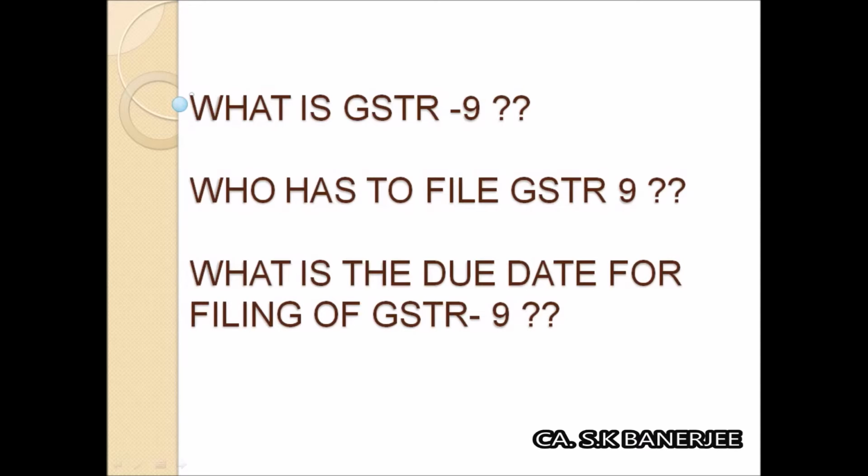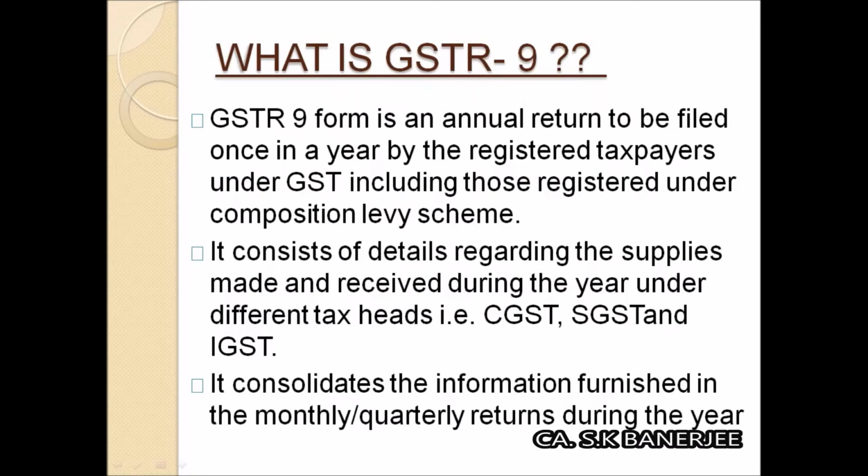So let's get started. First of all, if we look at what the Gstr-9 form is, it is an annual return which is to be filed once in a year by the registered taxpayers under the GST regime, including those who are registered under the composition levy scheme. So if you are a normal taxpayer or even a composition taxpayer, you have to file Gstr-9. So Gstr-9 has to be filed by both normal and composition scheme taxpayers.